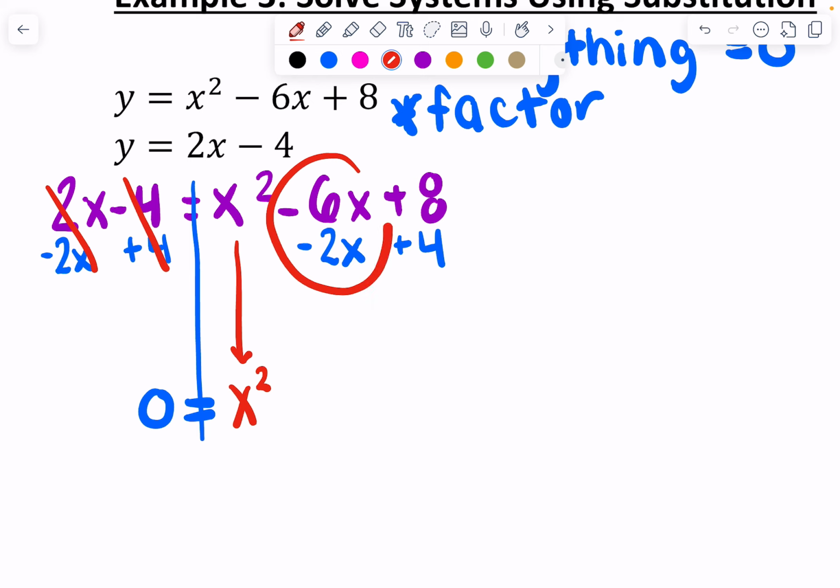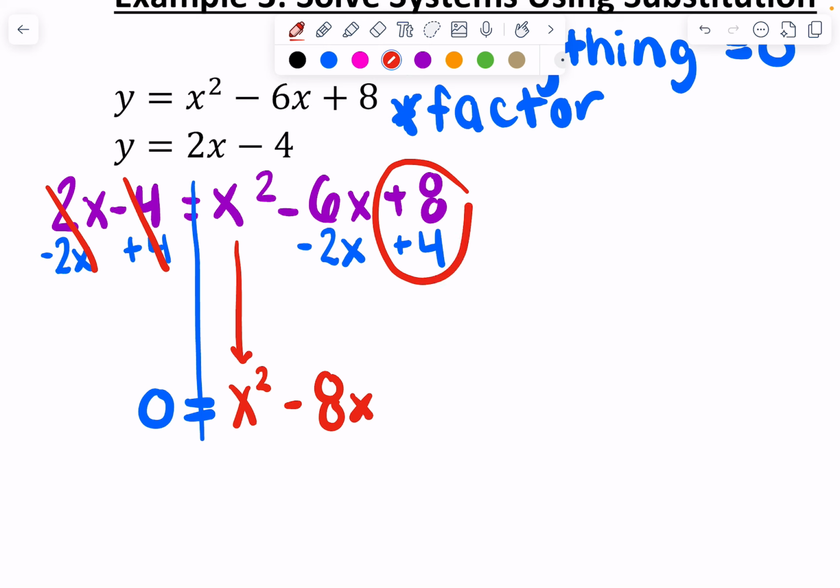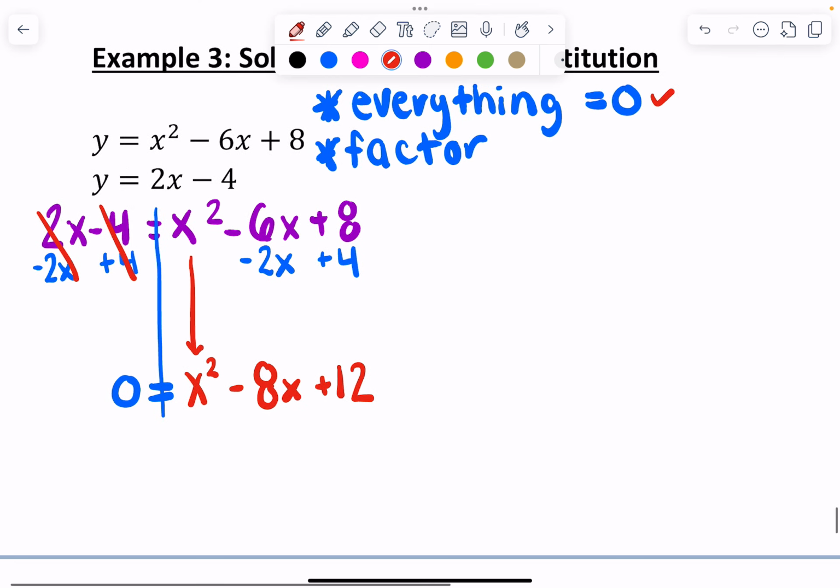These guys are like terms, so we can combine those to get -8x. And again, some like terms here, add those together to get 12. So everything is set equal to 0. Now we're looking to factor. Remember, our factored form we can only do if we are set equal to 0.